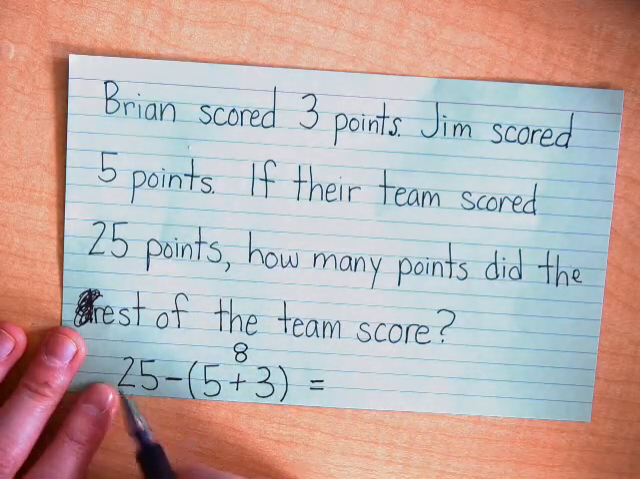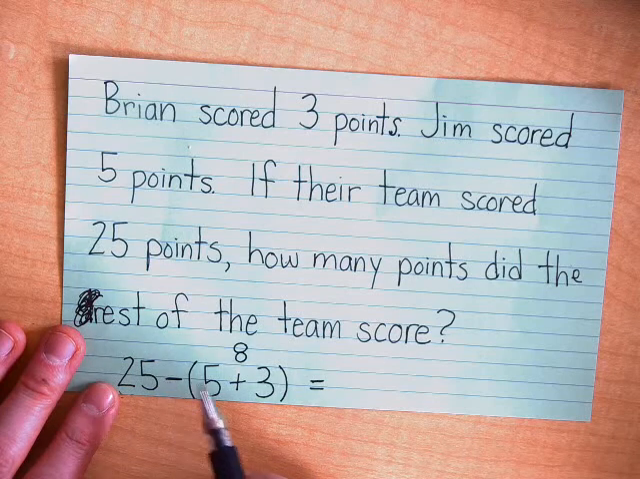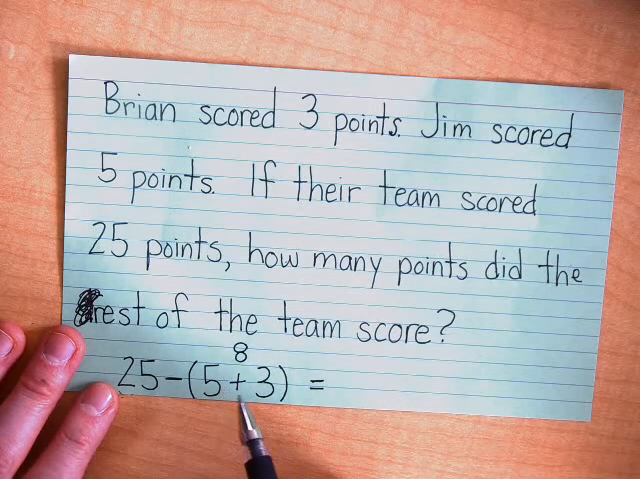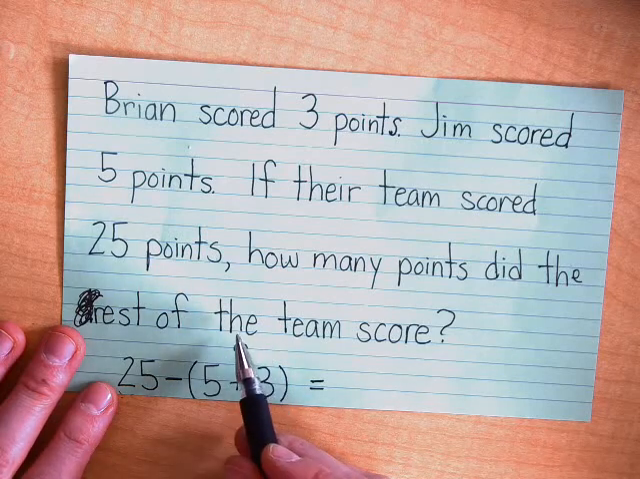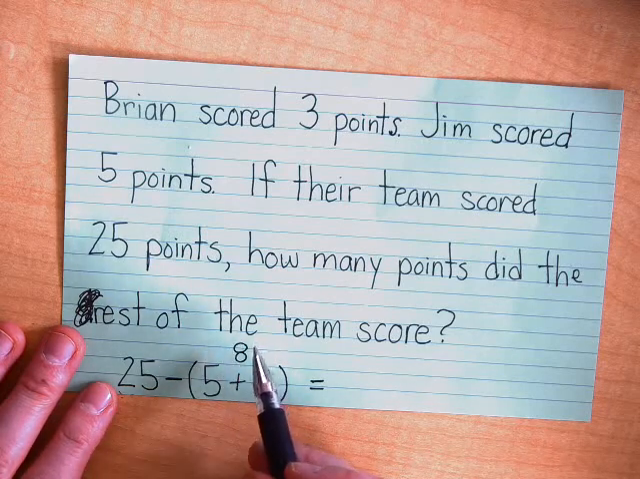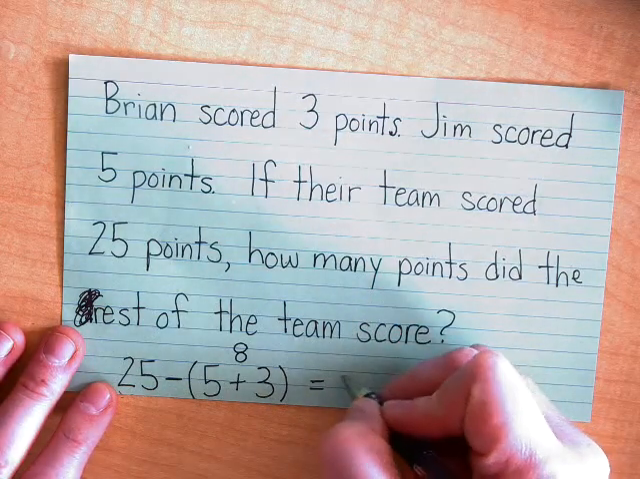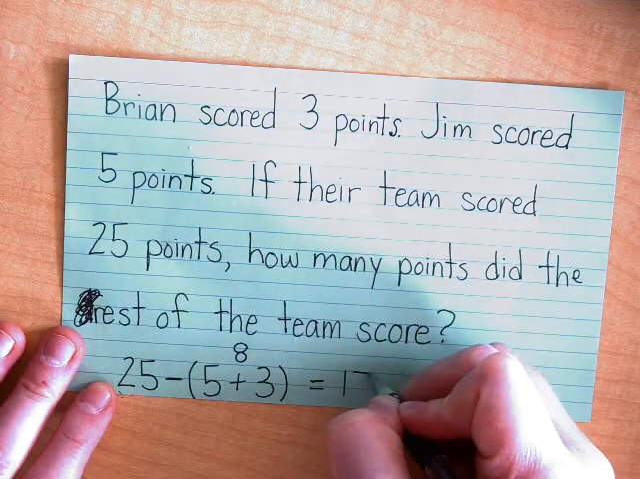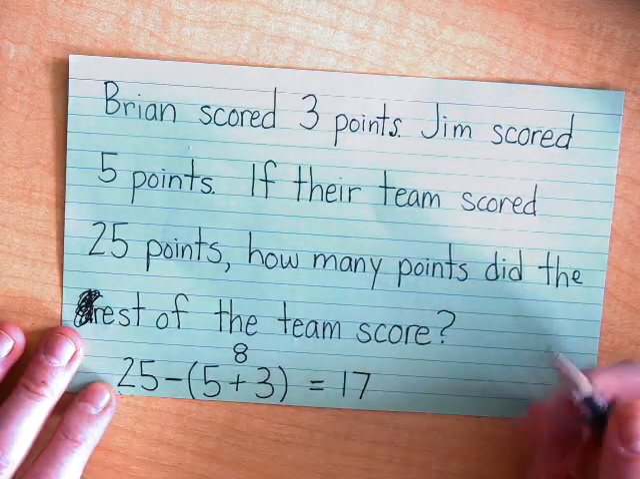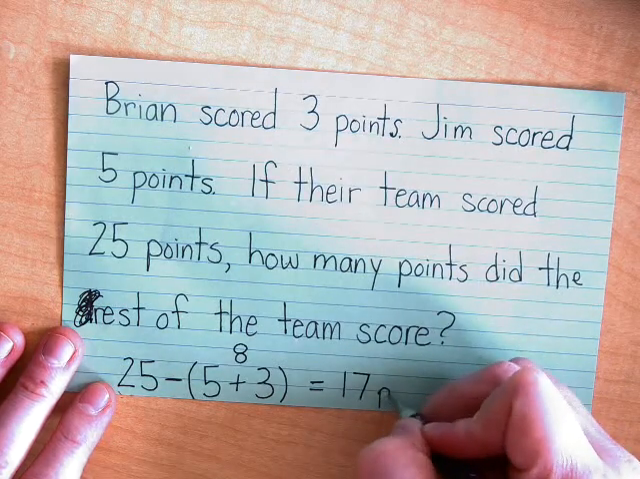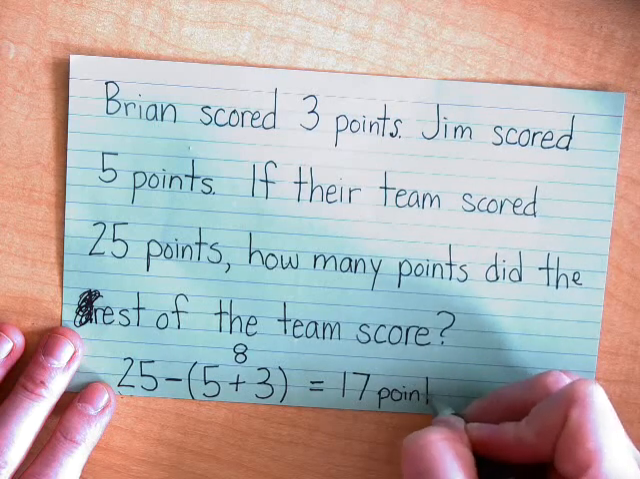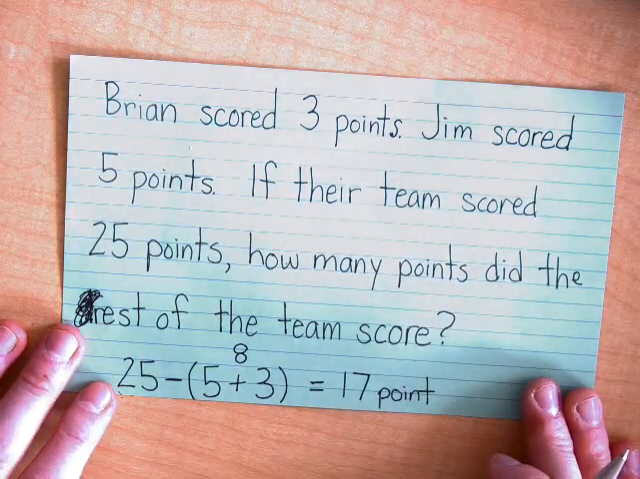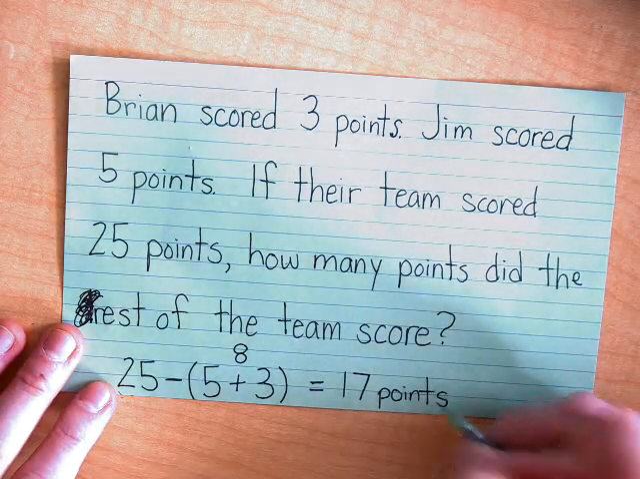So I'm going to take 25, which is all the points of the team, minus 5 points for Brian, and then minus 3 more points for Jim. So I just added them together. I'm going to subtract 8 points in all. So 25 minus 8 equals 17. So the answer is 17 points. The rest of the team, which means the other players on the team, somehow scored 17 points altogether.